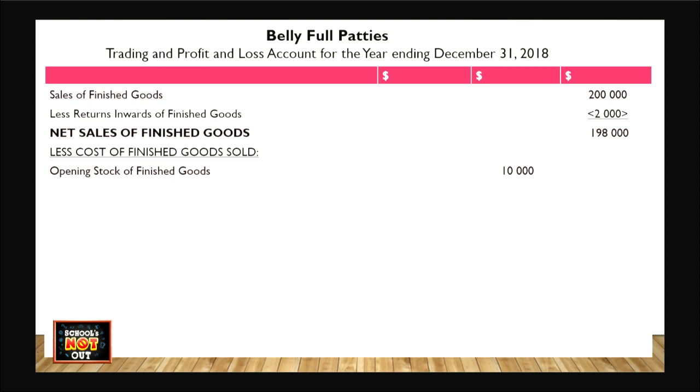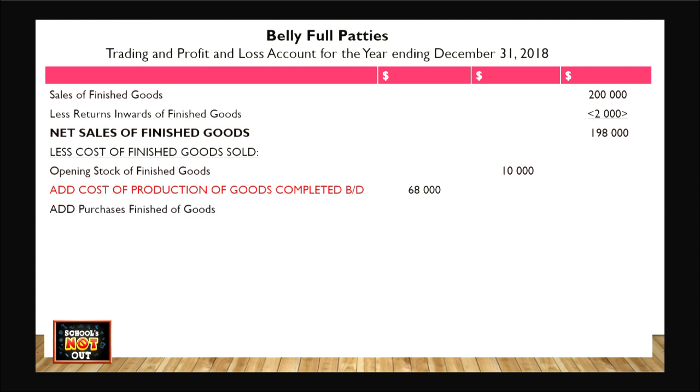We're then going to add to our opening stock our production cost of goods completed. That is the pretty. So we have there now only pretty. Let's see now what's the pet. We then will have to add in our purchases of finished goods. In this case, our purchases of finished goods happen to be $2,000.